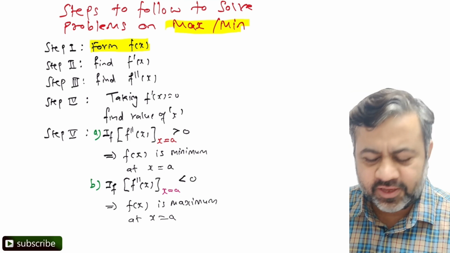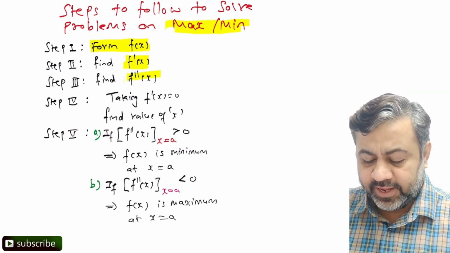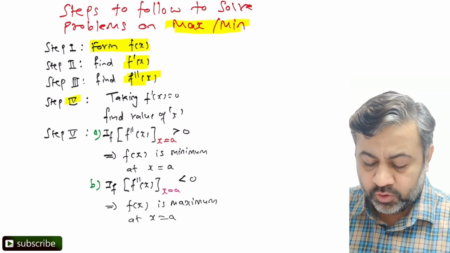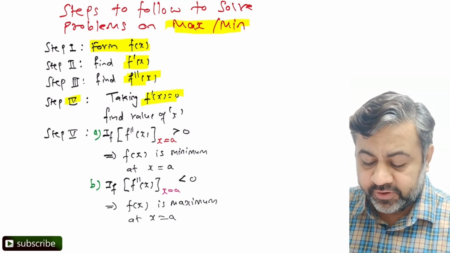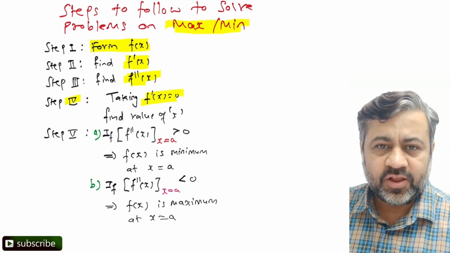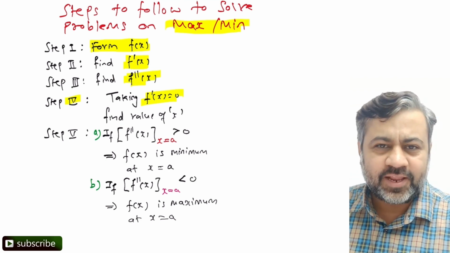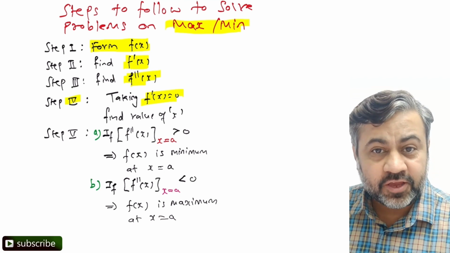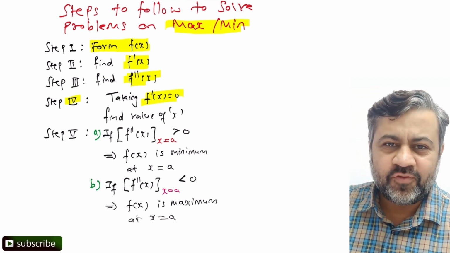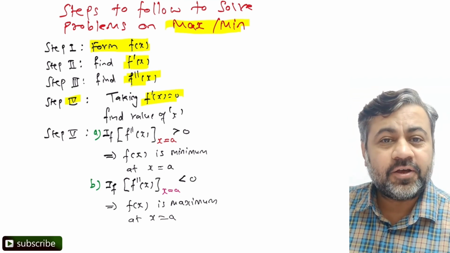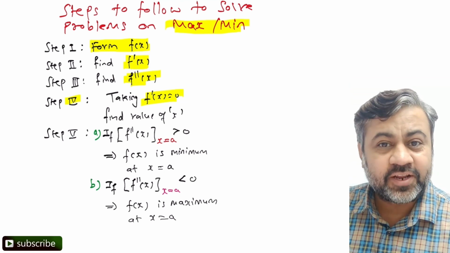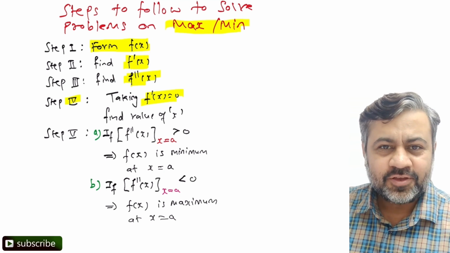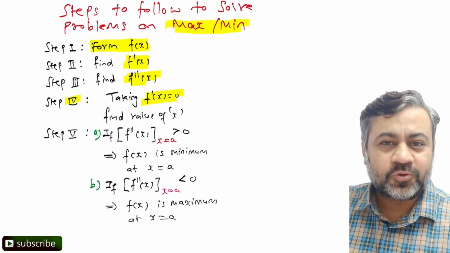Second, now it's very easy. Take derivative, take double derivative. Now what you need to do in step number 4 is take the first order derivative equal to 0 and find the value of x. Now here 2-3 things can happen. Your first order derivative can be a linear equation, so you'll get only one value of x. But suppose you get your first order derivative as a quadratic equation, then you may get two values of x. So depending on this, you have to proceed further.